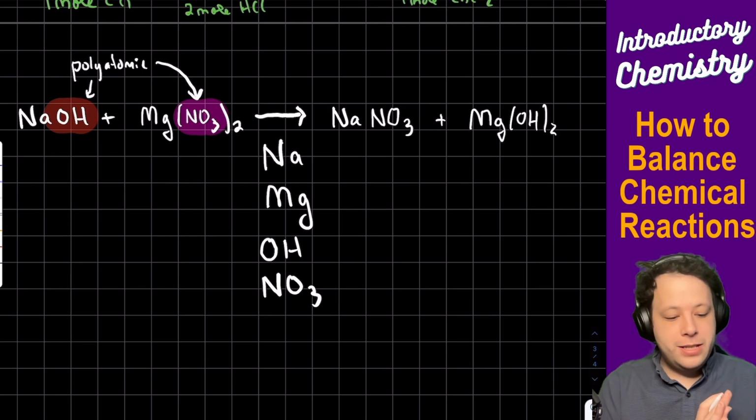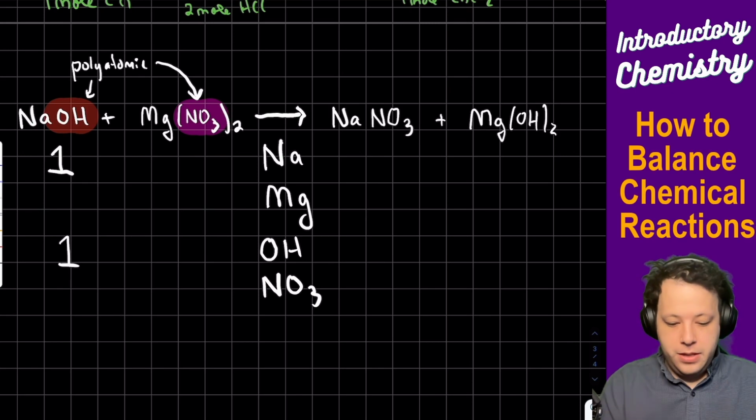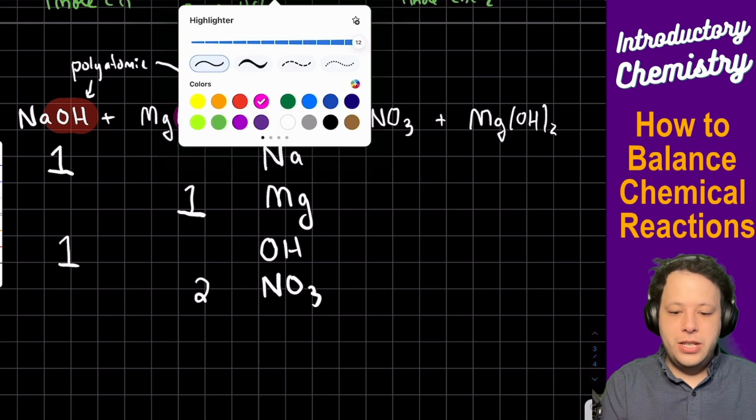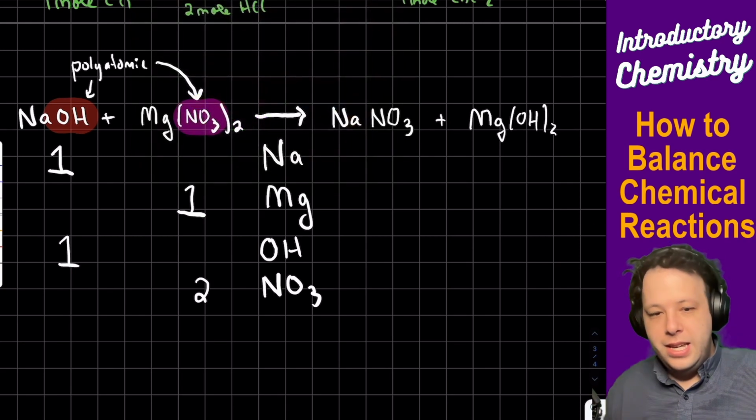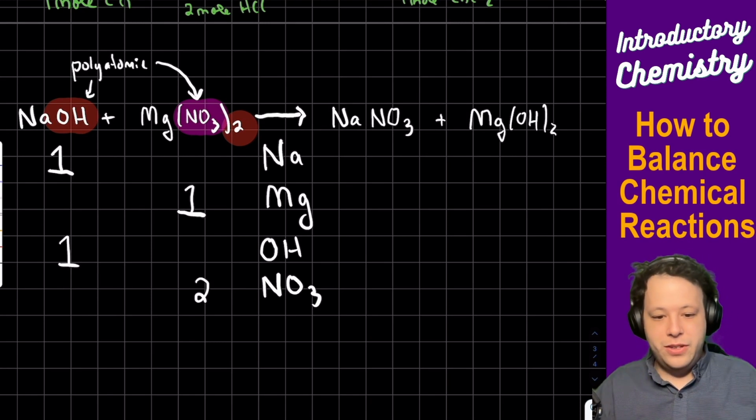So when we go through the balancing, let's count what we have. We have 1 sodium, 1 hydroxide, 1 magnesium, then we have 2 nitrates. The way that we know we have 2 nitrates is by looking at the little 2 that's outside of nitrate. So on the right-hand side, I have 1 sodium, 1 nitrate, then I have 1 magnesium, and then 2 hydroxides.